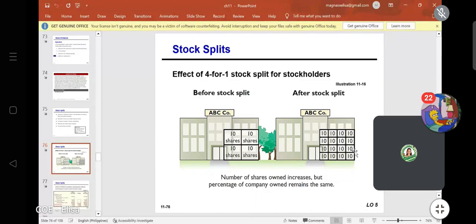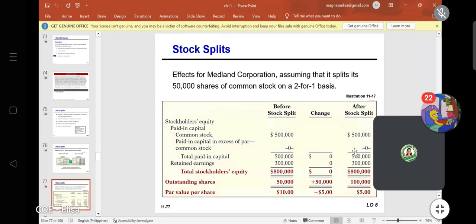Like for example here, what is he illustrating? 10 shares, and then 40 shares, it becomes 4 times, 4 times 4. How much is that? 40, 80, 160, times 4. So 40 times 4 is 160, it becomes 160 shares. But the price per share will also be cut into 4, divided by 4, I mean.